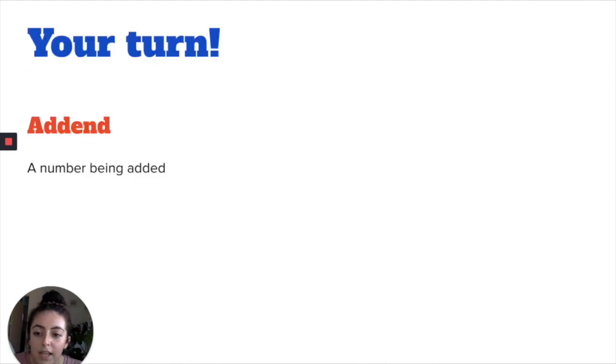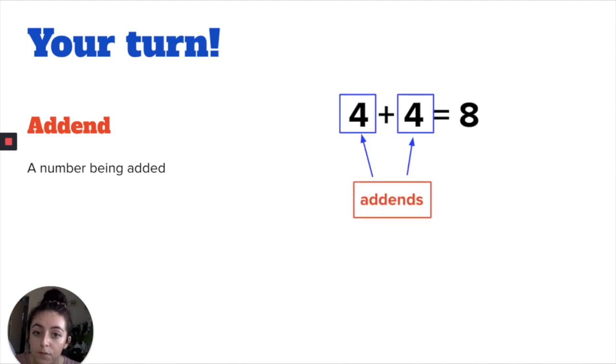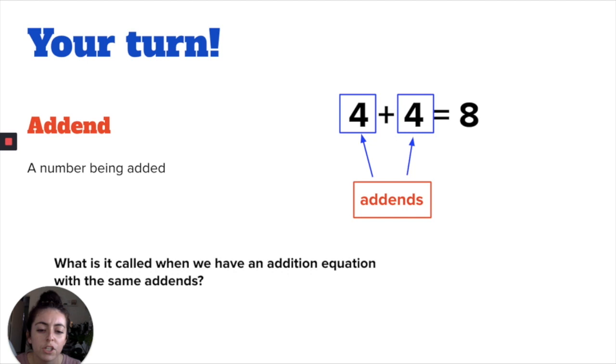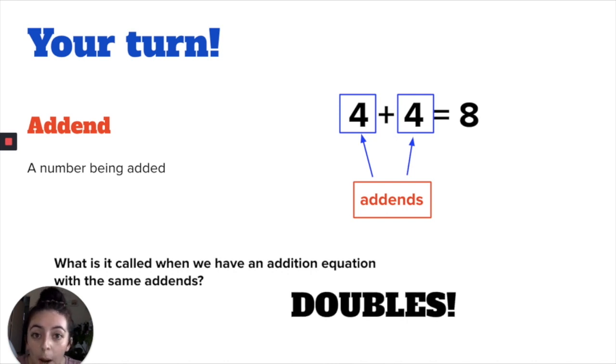Good job. Let's practice again. 4 plus 4 equals 8. Which ones are our addends? Think about it. If you said 4 plus 4, you're absolutely correct. Those are the numbers that we're going to put together to make 8. Now, what is it called when we have an addition equation with the same addends, like this one, 4 plus 4? What is that called when we have the same addends? You are correct, doubles. Remember, doubles are when we have the same number and we're putting them both together.